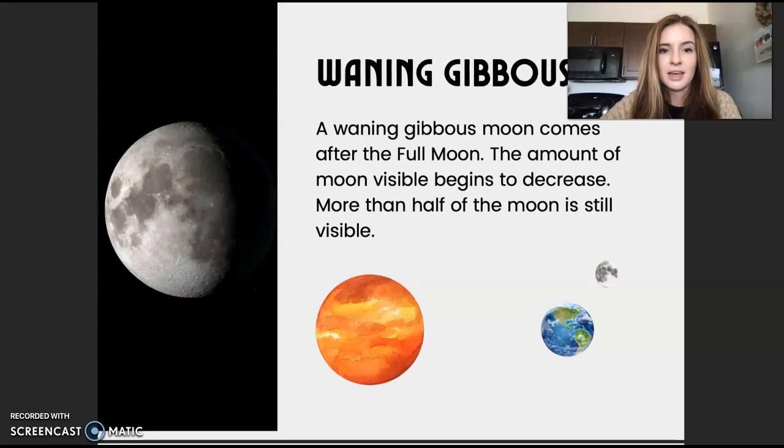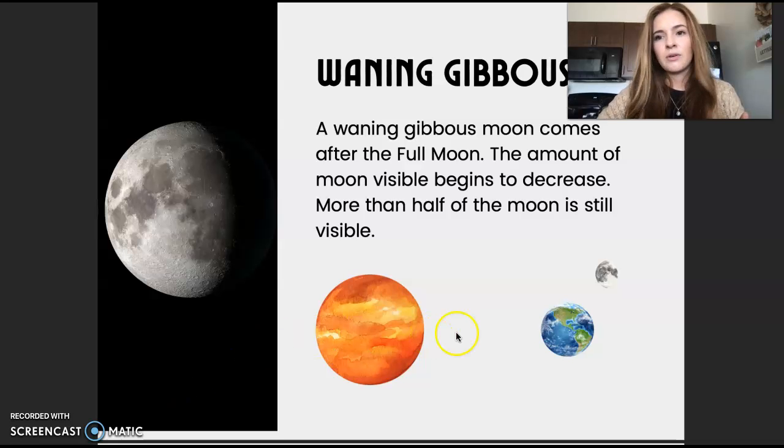The next phase is the waning gibbous. The waning gibbous comes right after the full moon, and it looks kind of like that 3/4 of the moon again, except for this time it's on the left side. So you can see that the sun isn't reflecting any shadows a ton, but right here we can't really see it with the visible eye.